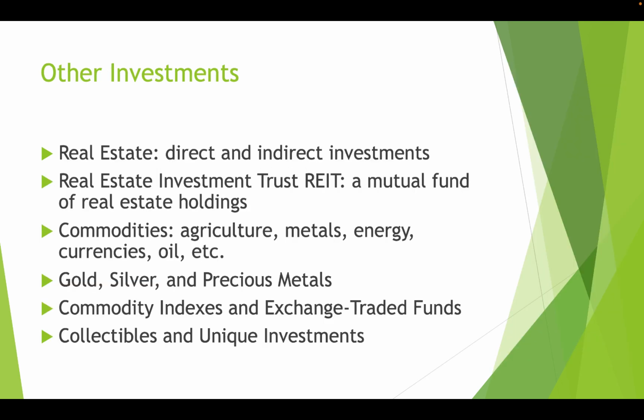Now, beyond the scope of this chapter, there are some other investments that you might be interested in. There's real estate, whether it's direct or indirect. Direct could be if you're buying property, home, commercial, whereas indirect could be when you're investing in an entity who owns and manages real estate. One example of indirect investing could be a real estate investment trust or REIT, and that's a mutual fund of real estate holdings. It's a great way, if you don't have a lot of money but you want to invest in real estate, that you can buy a REIT and own a small portion of real estate.